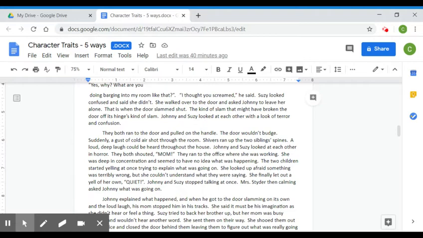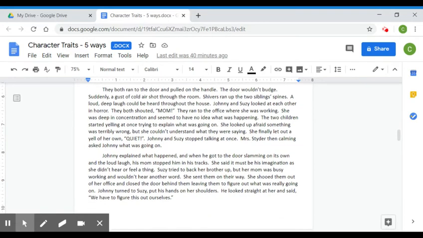That is when the door slammed shut, the kind of slam that might have broken the door off the hinges. Johnny and Susie looked at each other with a look of terror and confusion. They both ran to the door and pulled the handle. The door wouldn't budge. Suddenly, a gust of cold air shot through the room. Shivers ran up the 2 siblings' spines. A loud, deep laugh could be heard throughout the house. Johnny and Susie looked at each other in horror. They both shouted, "Mom!" They ran to the office where she was working. She was in deep concentration and seemed to have no idea what was happening.